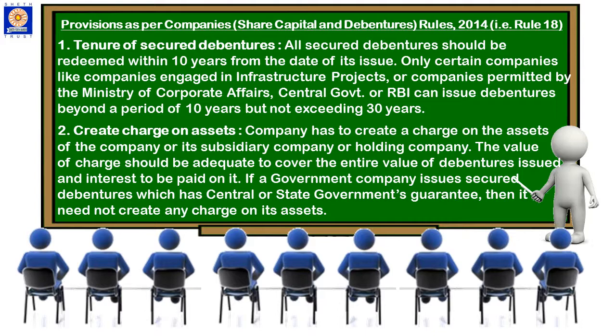If a government company issues secured debentures which are guaranteed by the central or state government, then it need not create any charge on its assets. That means the central government or state government has guaranteed to secure the amount of investors, so such companies do not need to create a charge on the assets.